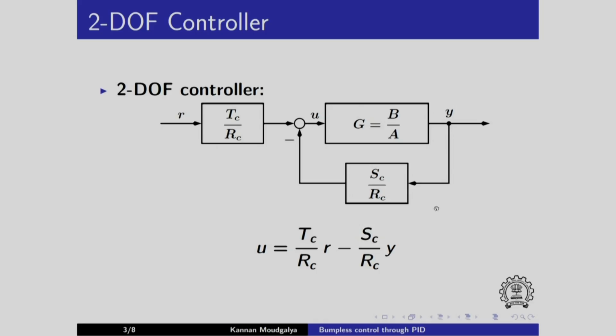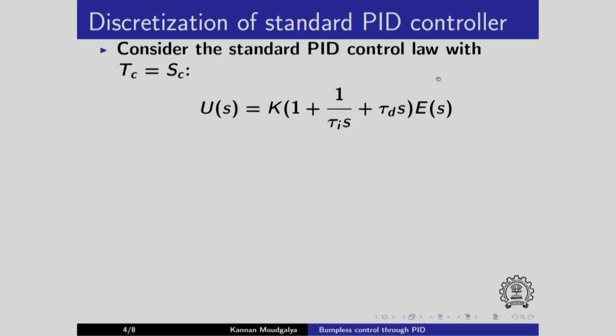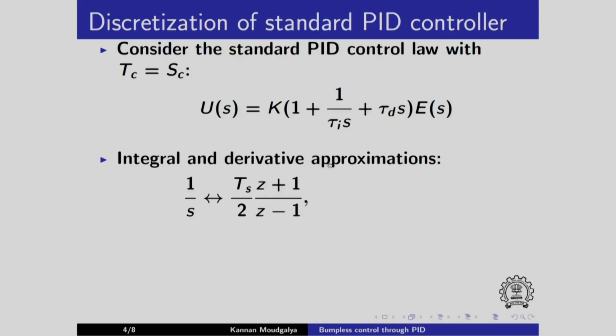Here is the standard 2-DOF controller we studied. This is the standard PID control law, which is what we will arrive at in 2-DOF if we substitute Tc equals Sc. We will make the following approximations. We will use the trapezoidal approximation for the integral mode, and for the derivative mode we will use backward difference.